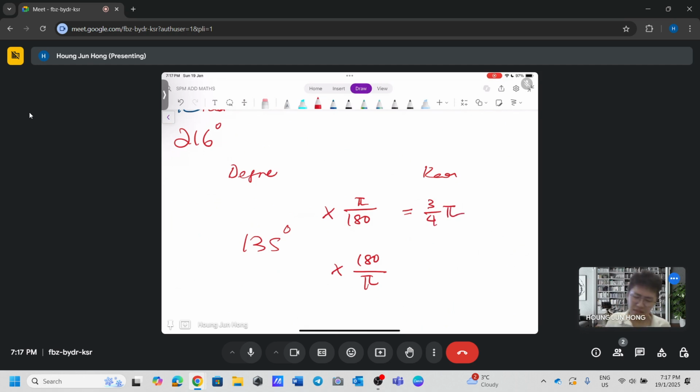I think it kind of makes sense, okay? 3 over 4 pi radian, okay, sure. The other one, 135 times 180 divided by pi. Oh my god, 7794, whatever it is, okay?